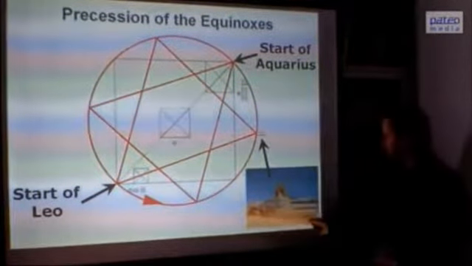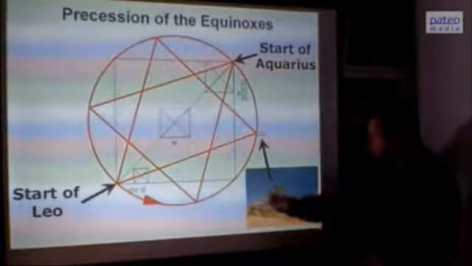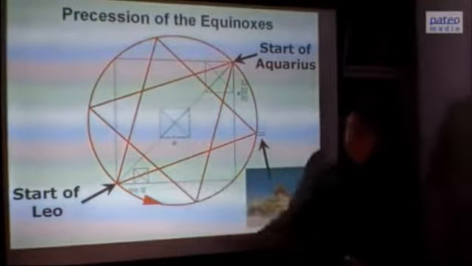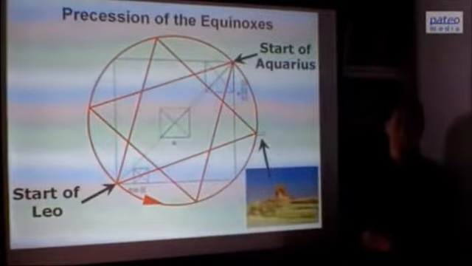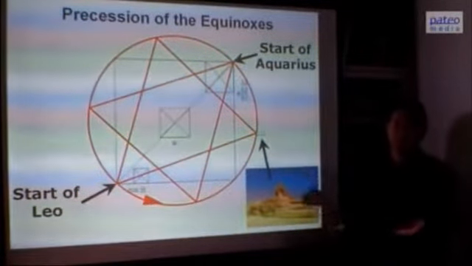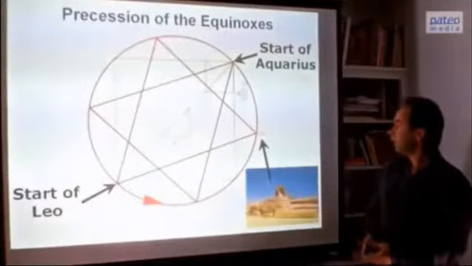What did they do? To help us remind us about this, to help us interpret this clock, they built the Sphinx, the Great Sphinx. What does it mean? This is the body of Leo, of a lion, with the head of Aquarius. That is what we see here. It's very obvious, but we didn't see it for thousands of years. So what does it actually mean?